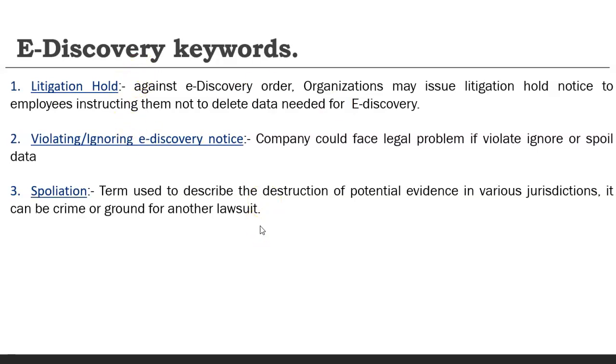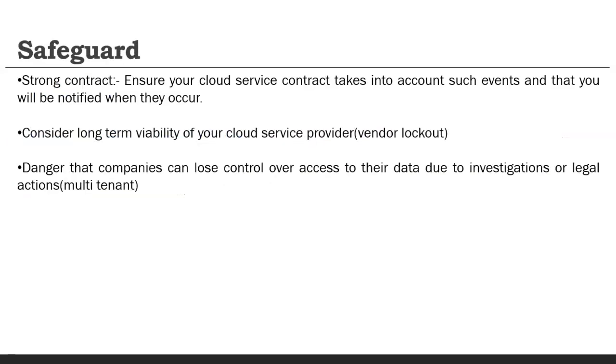So another lawsuit can be filed in case you delete or potentially change the evidence. What are the safeguards? First one is a strong contract, because the CSP is not legally responsible to reply to the discovery notice. They may not entertain you or support you, so that is required. So there should be a strong contract. Ensure your cloud service contract takes into account such events and that you will be notified when they occur.